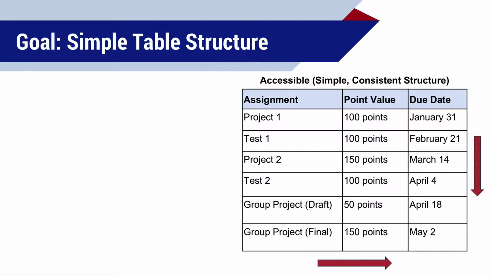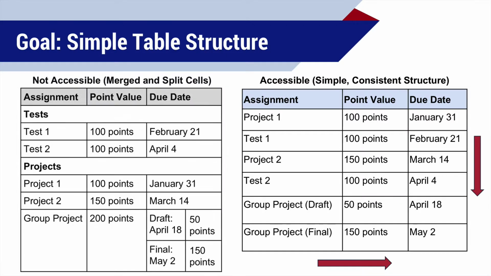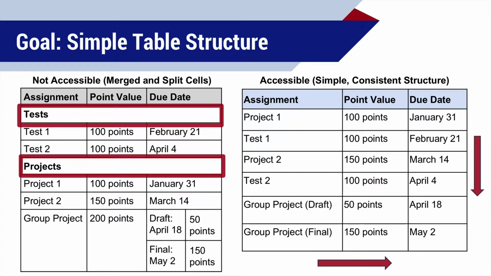This is especially helpful for screen reader users. Now we could put a header row on the table on the left, like the one I've added and shaded in light gray. But the problem is that it won't have the same functionality because the merged cells, the tests and projects rows, run all the way across the table. The table on the left also has split cells. The information about the group project at the bottom right helps create an inconsistent number of rows and columns in the table, which undermines the usefulness of a header row and makes the table harder to skim for information.